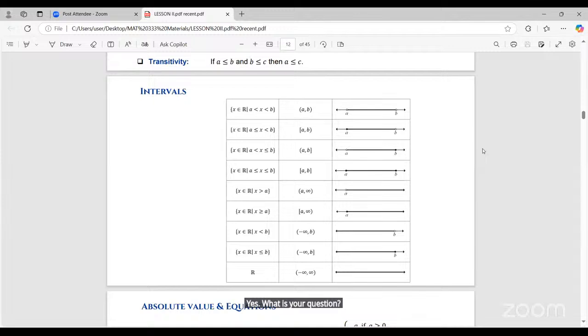Yes, what is your question? What do you mean by being open and being closed? What's a closed interval?